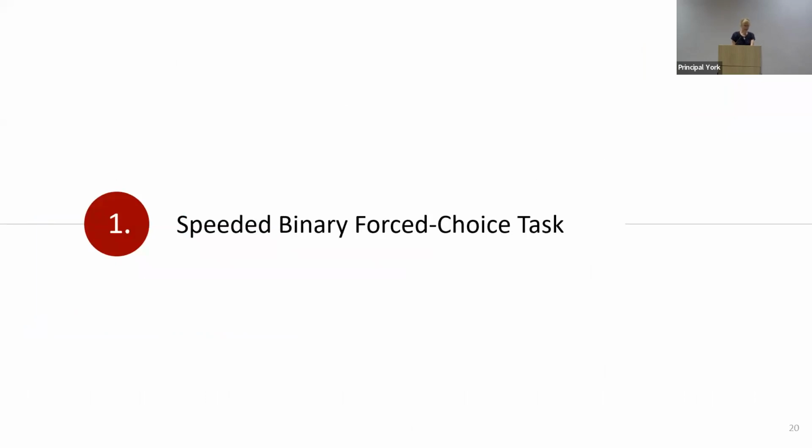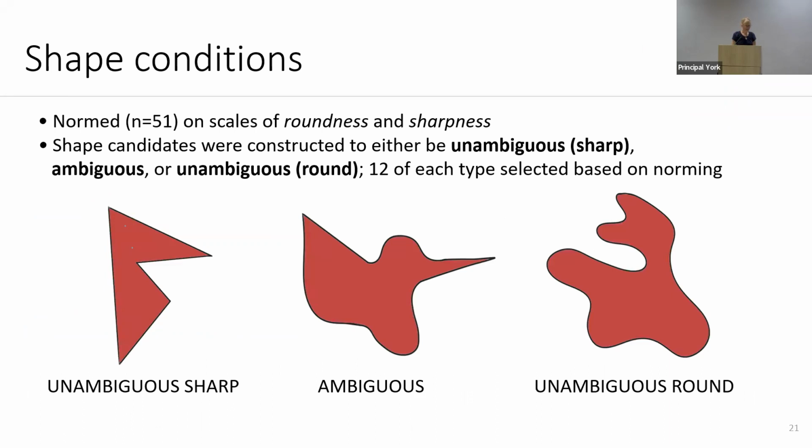In the first study, we used a forced choice binary categorization task, and we carefully pre-normed our shapes. We did a separate norming study which we used to identify unambiguously sharp shapes, ambiguous shapes, and unambiguously round shapes. We had 12 of each in the main study, chosen from a larger set. We have some more examples, and we're happy to talk about how we created these, in case you're interested.